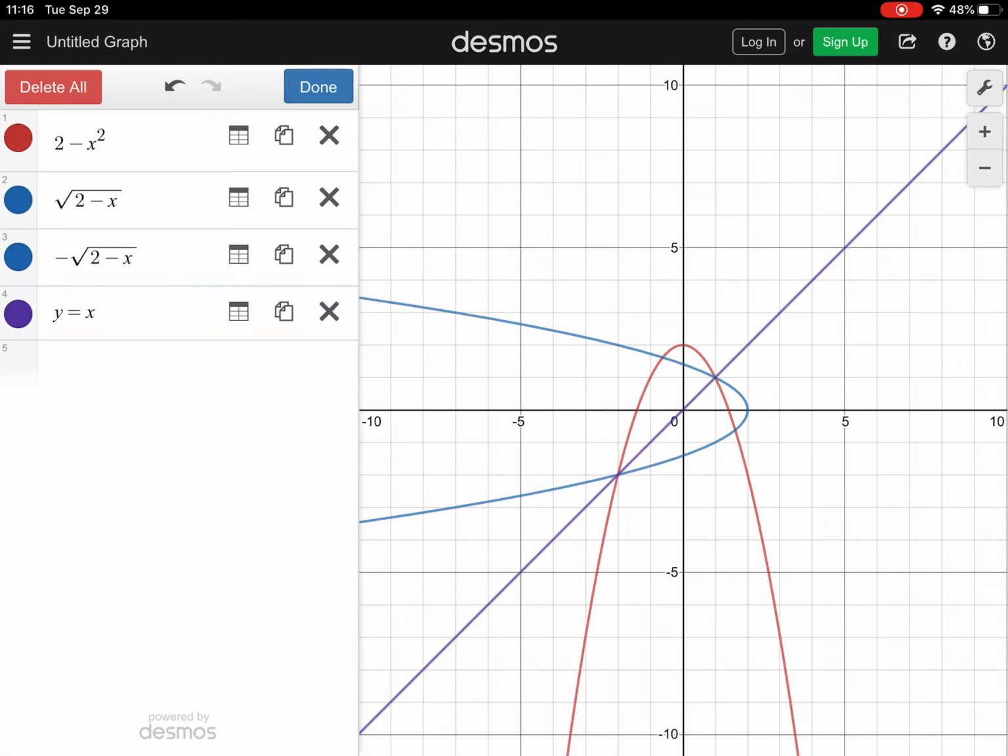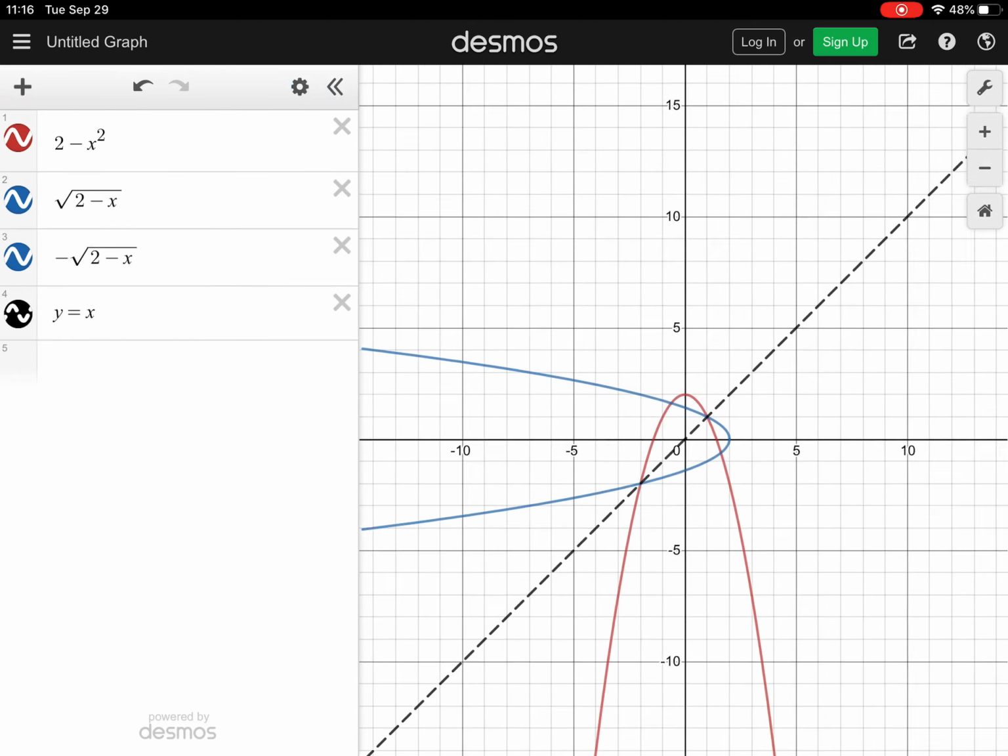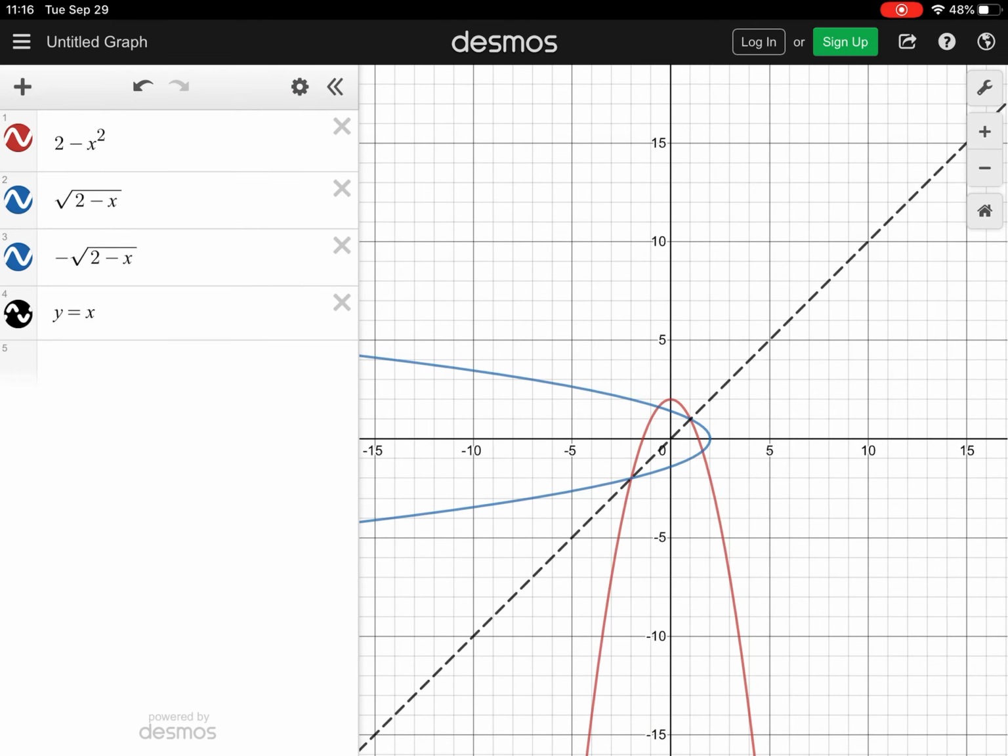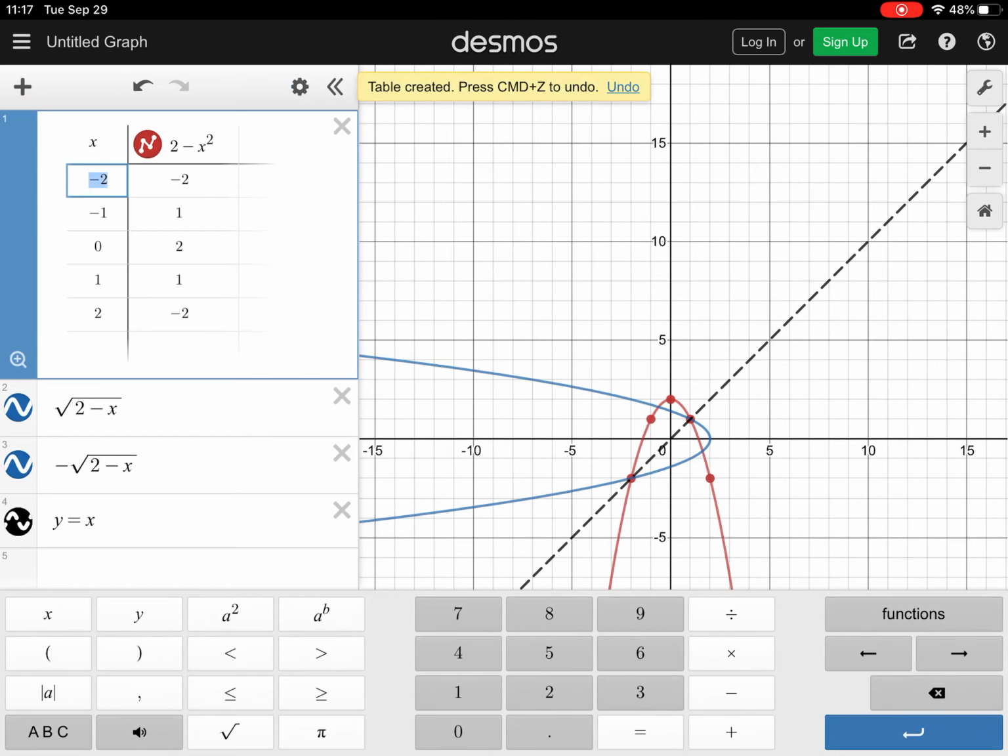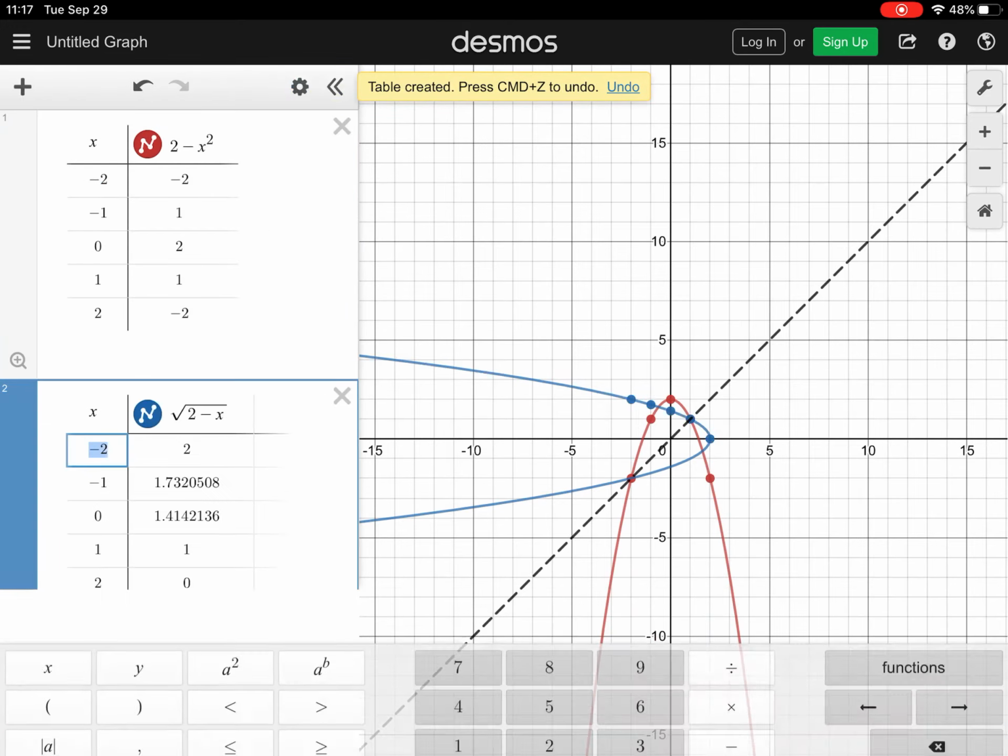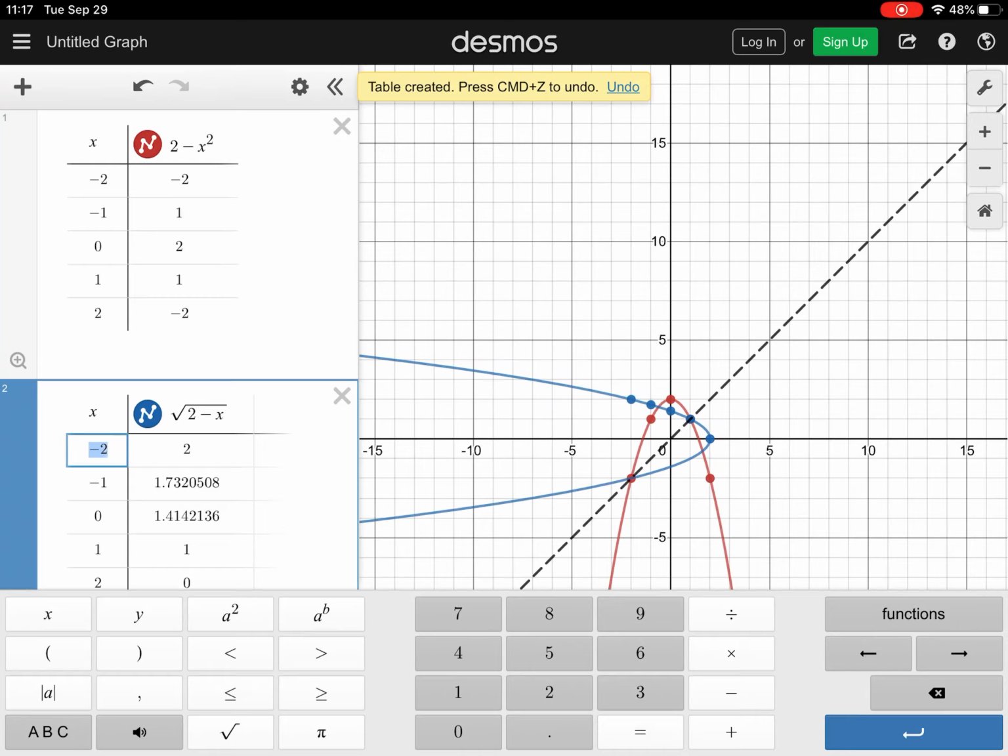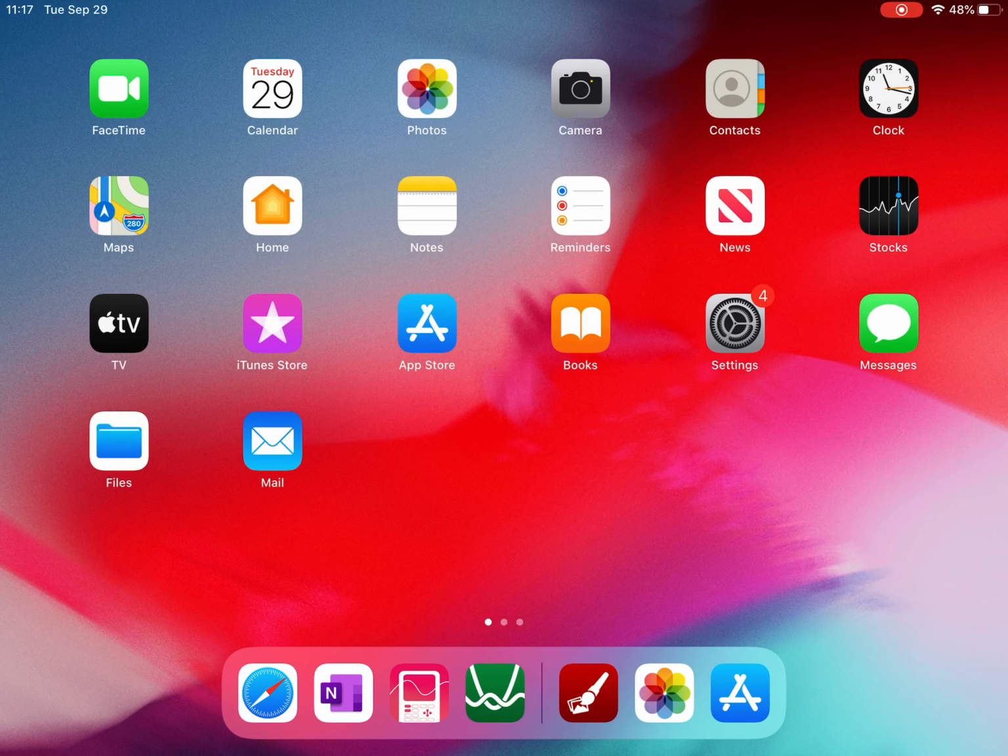Sure enough, if you think about the line y equals x, let's change that to a dash line. They are inverses of one another because of their points. You could also view their tables to notice that they are inverses of one another as well. So lots of different ways to find out if they're inverses.